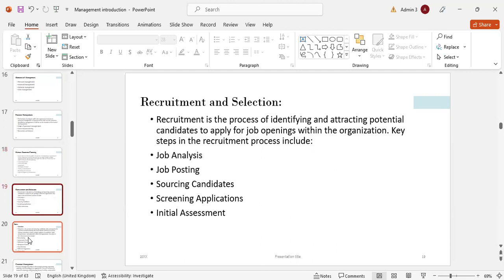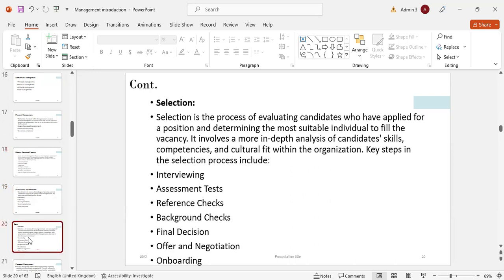Recruitment and selection. Recruitment is the process of identifying and attracting potential candidates to apply for job openings within the organization. Key steps in the recruitment process include job analysis, job posting, sourcing candidates, screening applications, and initial assessment. Selection. Selection is the process of evaluating candidates who have applied for a position and determining the most suitable individual to fill the vacancy.